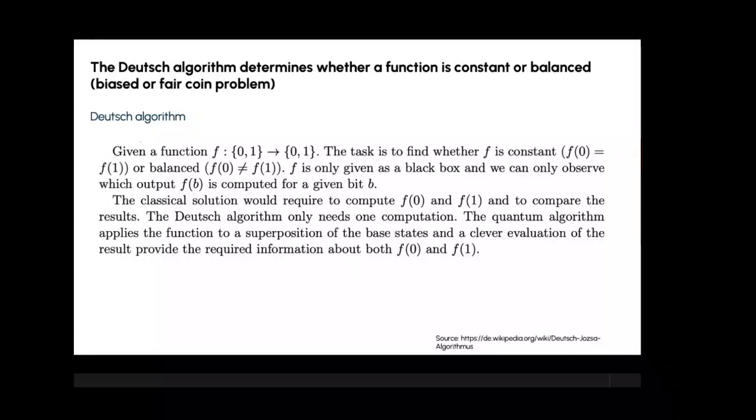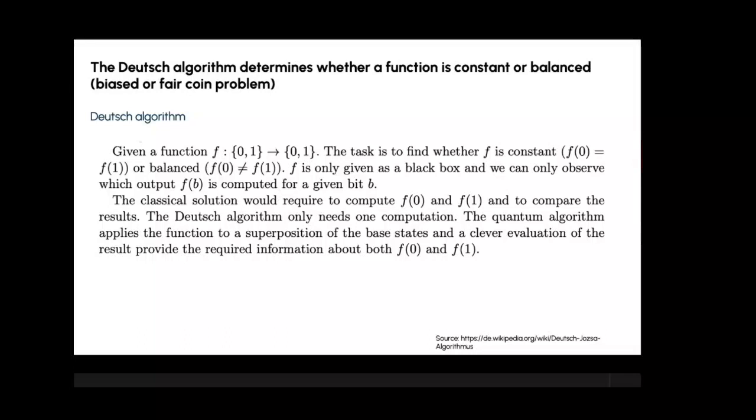F is only given as a black box, and we can only observe which output f of b is computed for a given bit b. The classical solution would require to compute f0 and f1 and to compare the results. So we would compute f0 and get f0, and then we do f1 and get f1, we know that's unfair. If you compute f0 and get 0 and then f1 and get 1, then it's fair. The Deutsch algorithm only needs one computation.